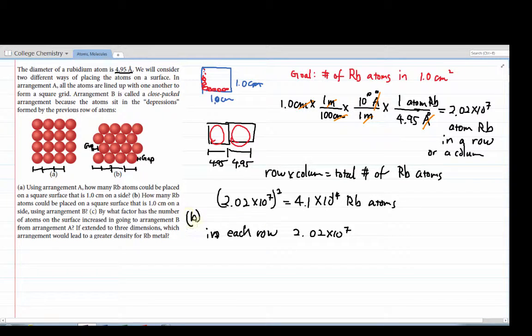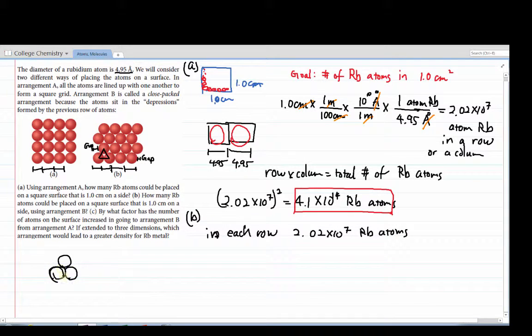So this is B, by the way. That was A. Let me box our answer. 2.02 times 10 to the 7th rubidium atoms. Now the tricky part is the vertical height. So I'm going to first show you that this is what I'm going to use. So I'm going to first focus on the 3 circles. So let me try it. Actually, I'll draw a little more. Never mind.